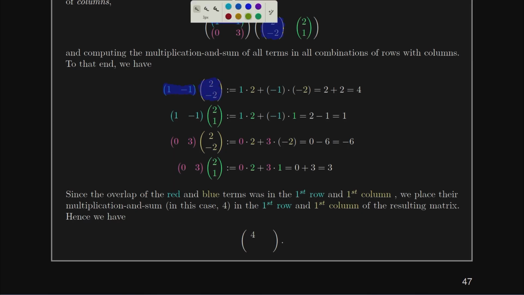And how do I actually perform the multiplication? Well, I grab the first entry and the first entry, that's a 1 and a 2, and I multiply them. And then I grab the second entry and the second entry, that's a -1 and a -2, and I multiply those, and then I add everything together, I end up with a 4. And so the first row against the first column gave me a 4.